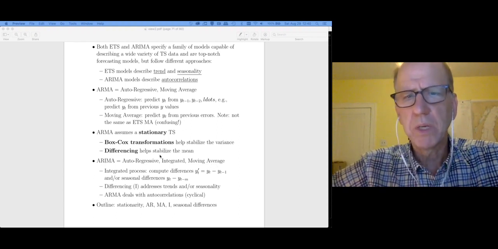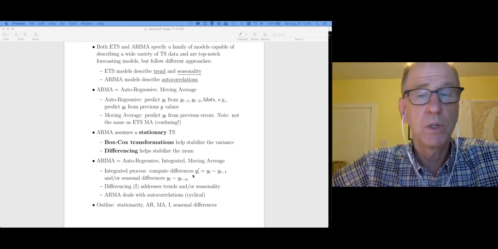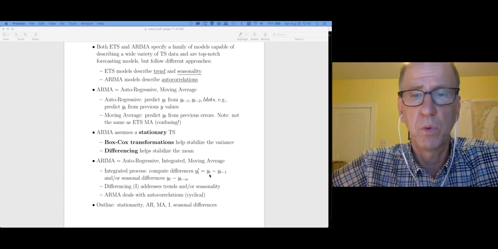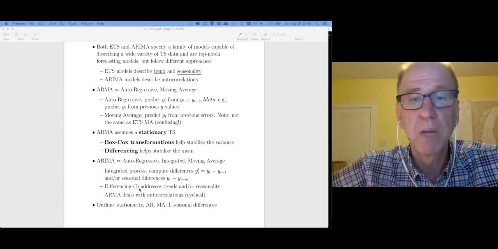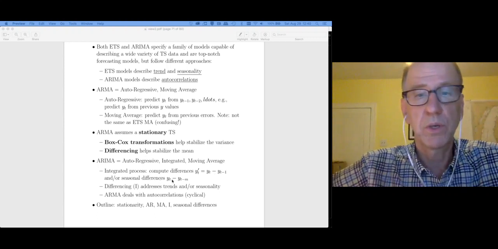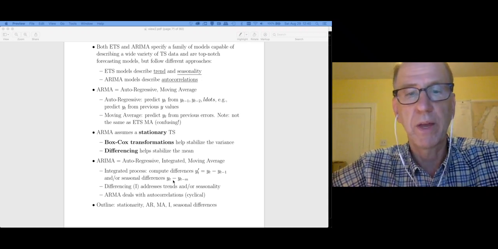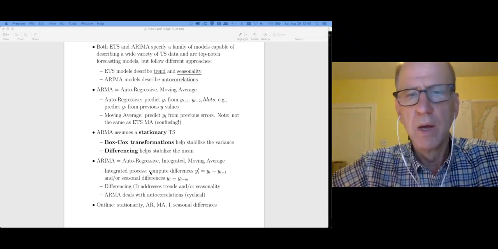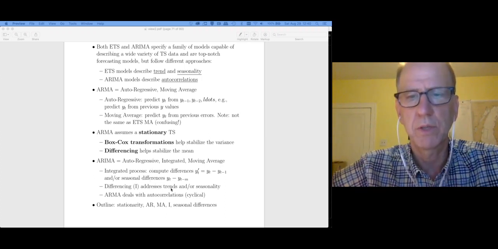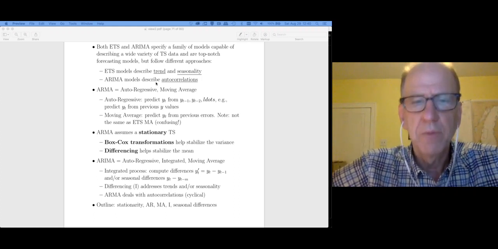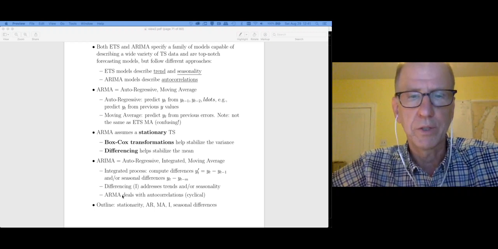What do we mean by an integrated process? What we mean by that is we're simply going to compute differences. We may compute first order differences as we did back in week 1. Maybe we do seasonal differences as we talked about in week 1. We may even do both. More on that later in this lecture. The purpose of this, again, is to address trends and seasonality. Then once we've done that, we'll use ARIMA to deal with the autocorrelations.